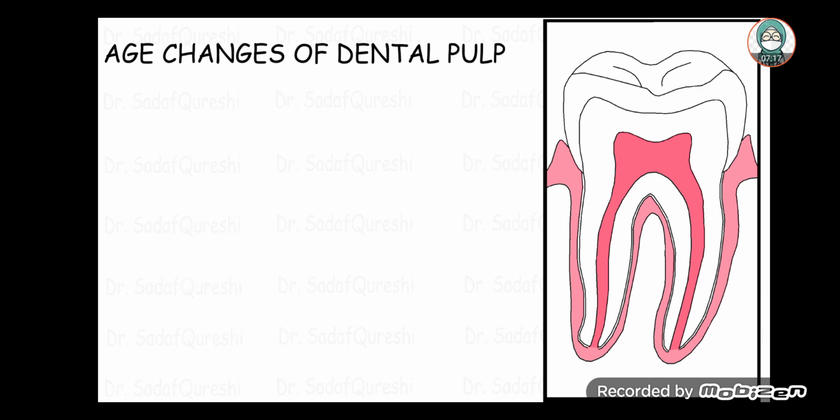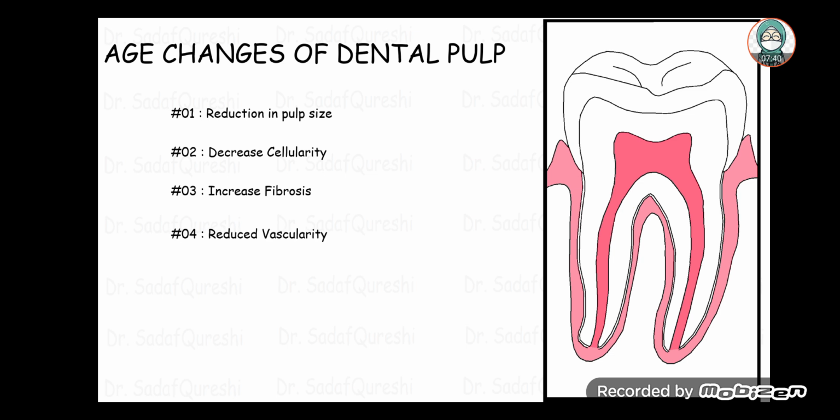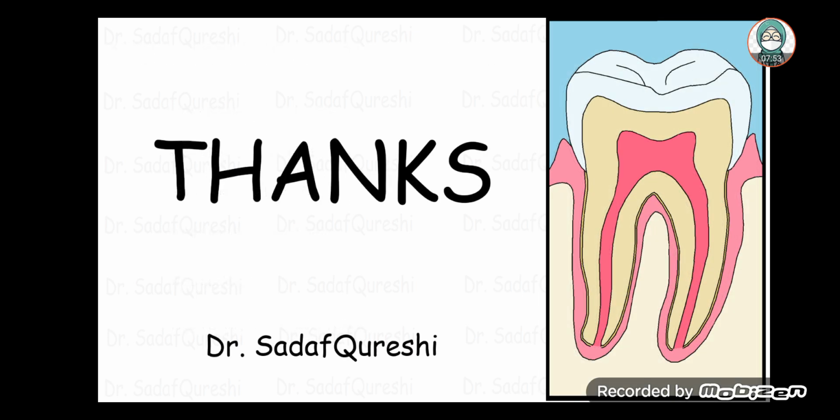Now we will talk a little bit about the age changes of dental pulp. The first change that occurs with age in the dental pulp is reduction in pulp size. As the dentine formation continues, it reduces the pulp size, and there is decreased cellularity of dental pulp with age, and also increased fibrosis occurs because of continuous production of collagen fibers, and there is reduced vascularity of dental pulp with age. And there is also calcification that occurs in dental pulp with age, and diminished sensory function because of reduced nerve supply of the dental pulp also occurs with age.